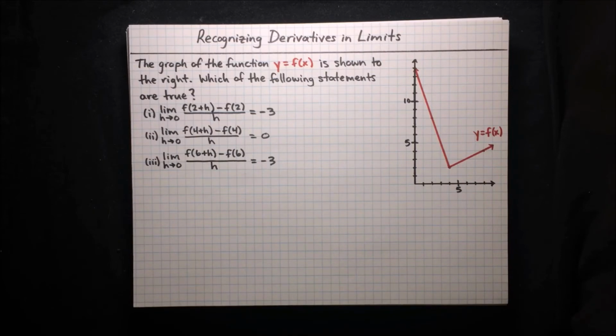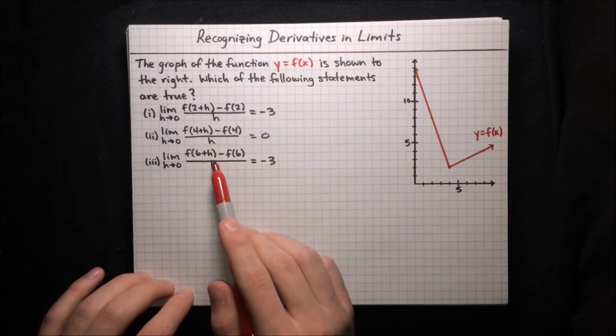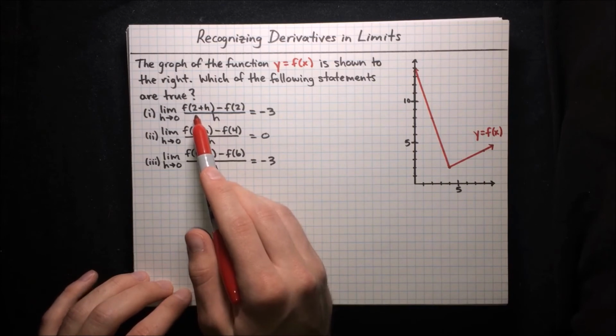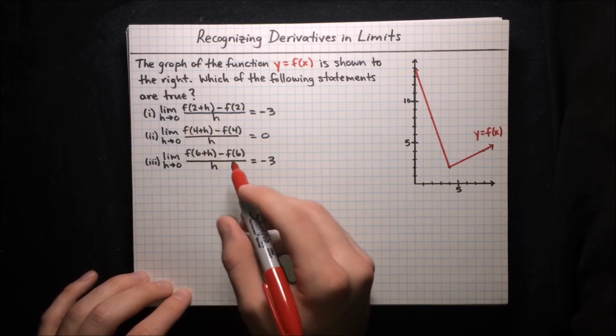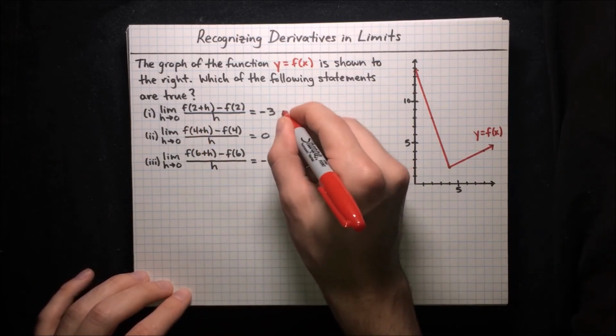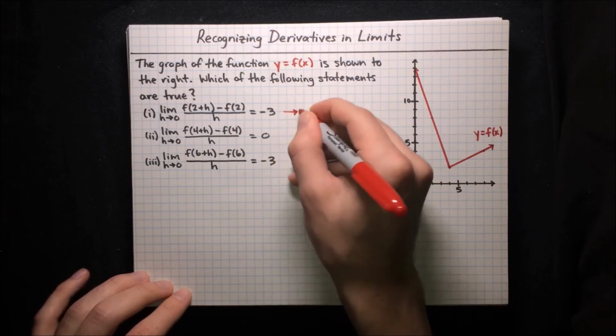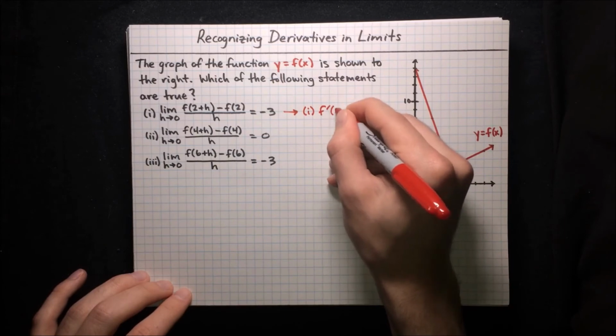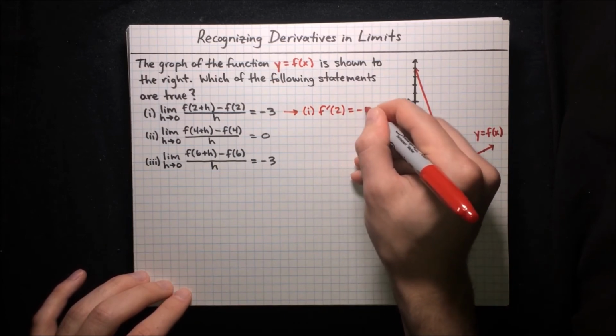Alright, so at first glance this might seem like a lot of work. It looks like we have to calculate 3 limits, but actually it's a lot simpler than it seems. Each of these limits here is just a derivative of f of x. This first limit here is just the derivative of f of x at the point x equals 2. So we can convert this statement into a simpler statement. Statement 1 really just means that f prime of 2 equals negative 3.